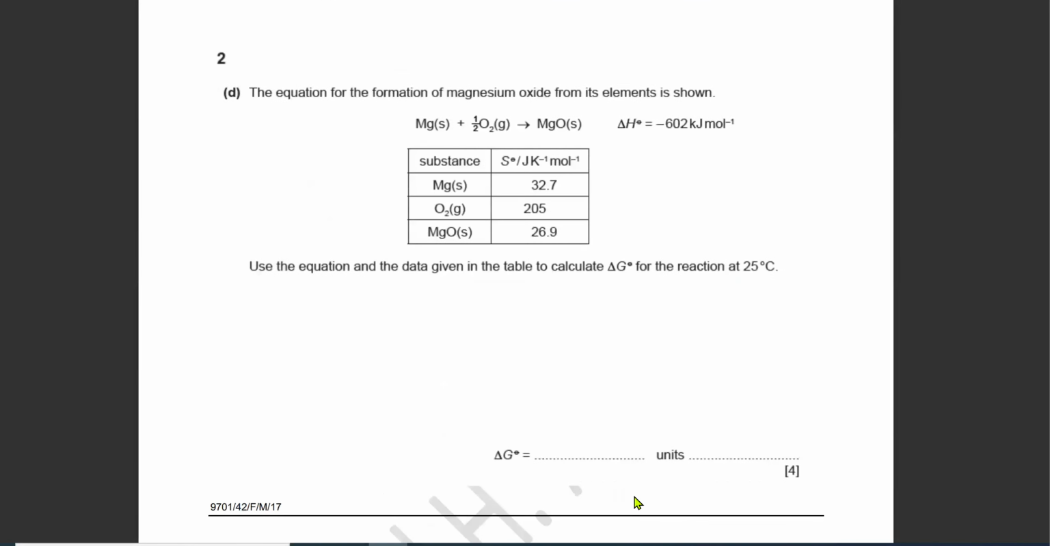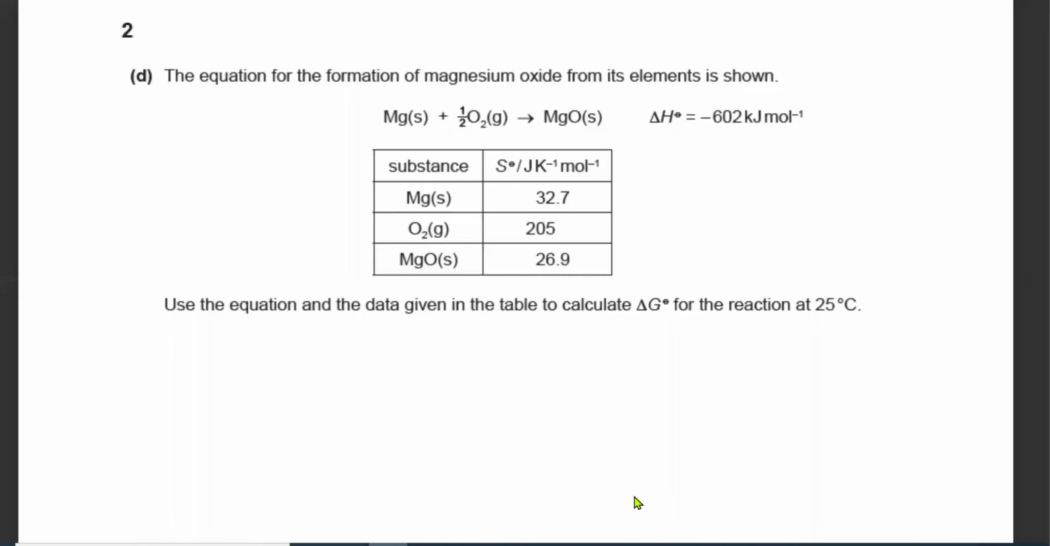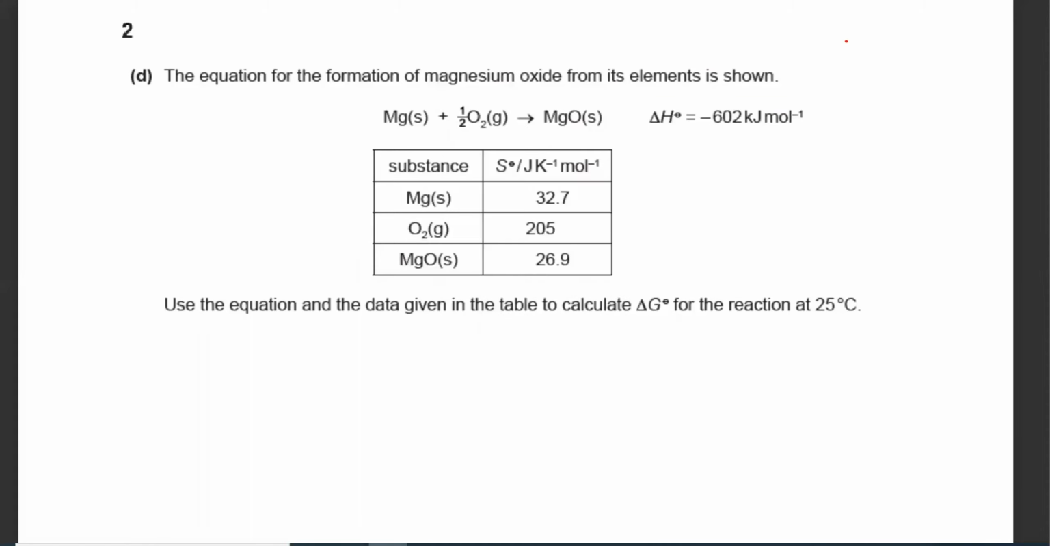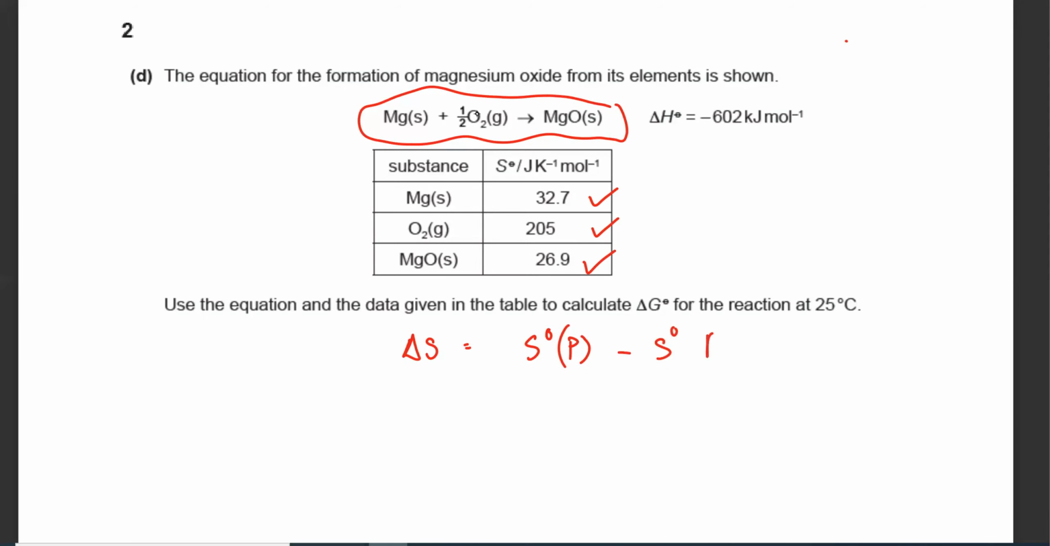So this one, for example, you can see in this question you're already given the entropies of the products, which is MgO, and you're also given the entropies of Mg as well as O2. And remember, entropies are per mole, so if it's half a mole, you would have to multiply it by half. If I want to calculate the entropy change of this particular reaction, I'm going to find the entropies of the products and subtract the entropies of the reactants.